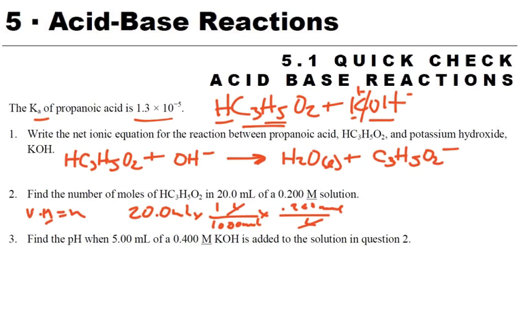So liters drop out, milliliters drop out. So 20 times 0.2 divided by 1,000, I get 0.004. And it looks like 3 significant figures, so 0.00400 moles of the acid are in here. Okay, now find the pH when 5 milliliters of the 0.4 molar KOH is added to the solution in question 2.